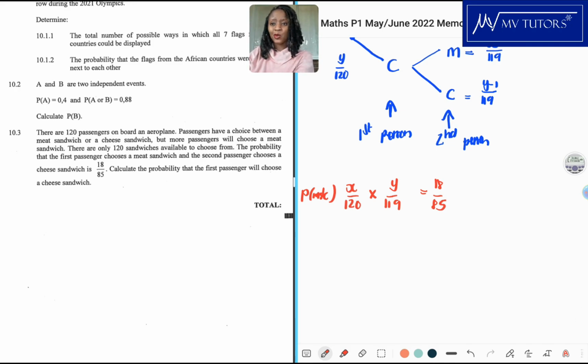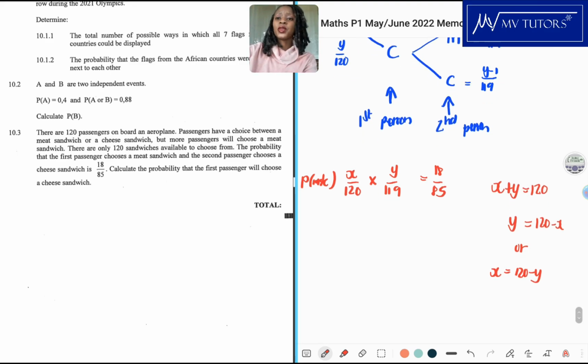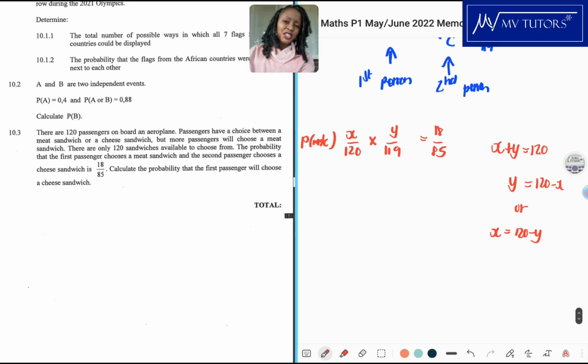And from this, I am going to work out what X and Y are, X being the meat and Y being the cheese. So here I have 2 unknowns and 1 equation. If I have 1 equation, I need to have 1 unknown. So remember I said that the meat plus the cheese equals 120. So I can say the cheese is 120 minus X, or I could have said the meat is 120 minus Y. It's really up to you which one you choose. I will go with changing X into Y. Why not?